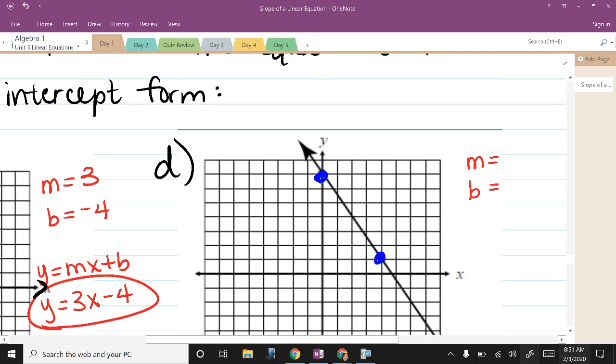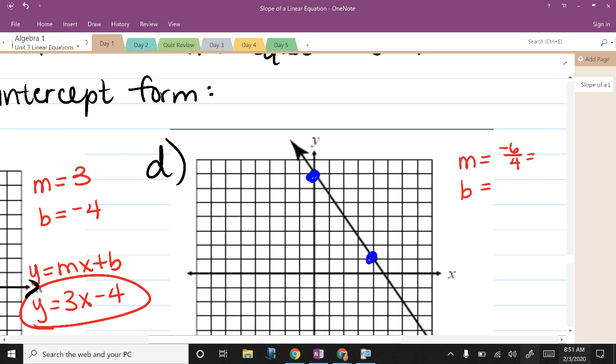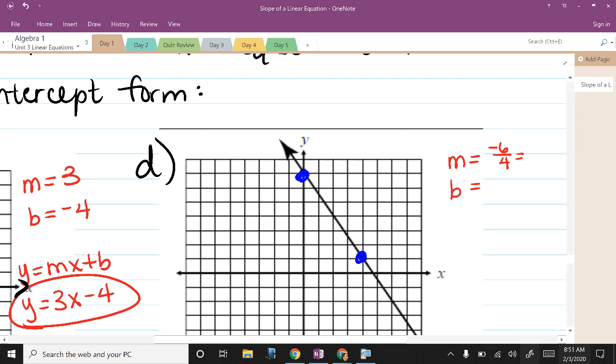I can reach it. All right, does my slope go up or down from left to right? 1, 2, 3, 4, 5, 6. -6 over 1, 2, 3, 4. I have to simplify that one, don't I? That's -3 over 2.